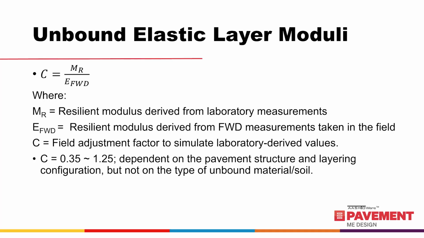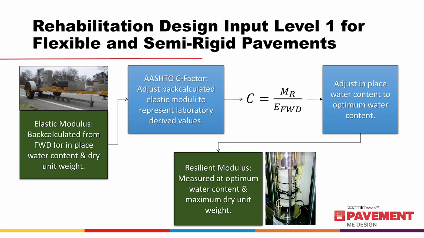This correction factor C in the equation generally ranges from 0.35 to 1.25 for subgrade soils, depending upon the pavement structure. Again, by controlling the factors discussed in the last slide, laboratory and field-derived moduli should be nearly equivalent. To summarize from the previous slide, the elastic modulus back-calculated from the deflection basins represents the load response from the in-place unbound layers, a specific water content, and dry density.